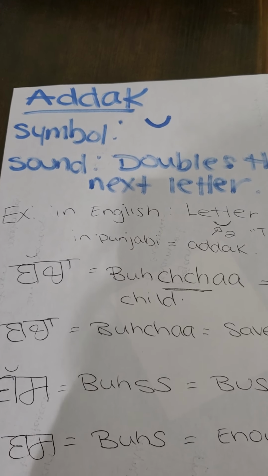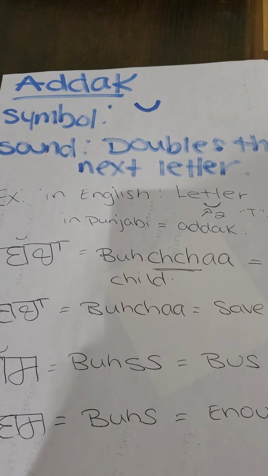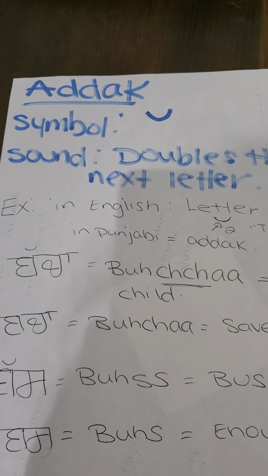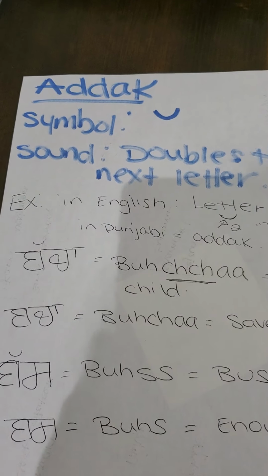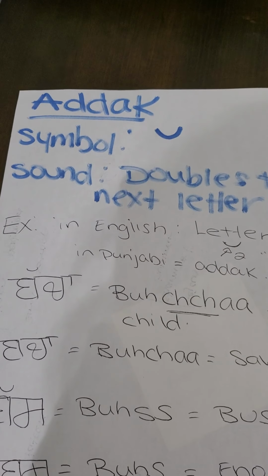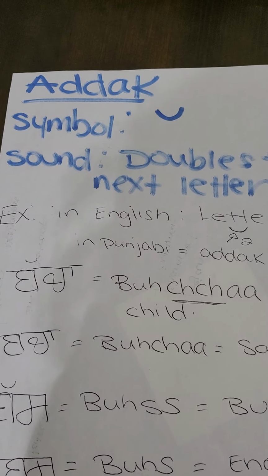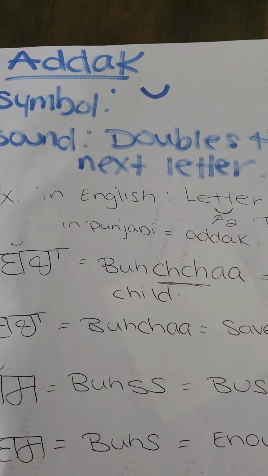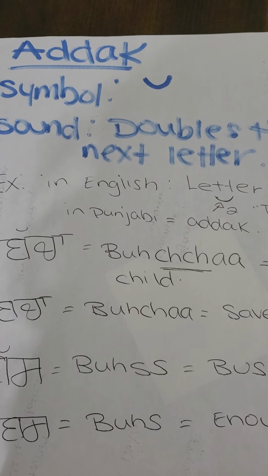Hi guys. So the last vowels that we're going to be looking at, I'm going to do three all at once because they're kind of connected. So the first one that we're going to be looking at is called Addak. You've probably already seen this on some of the words, some of the vocabulary words that we've come across.